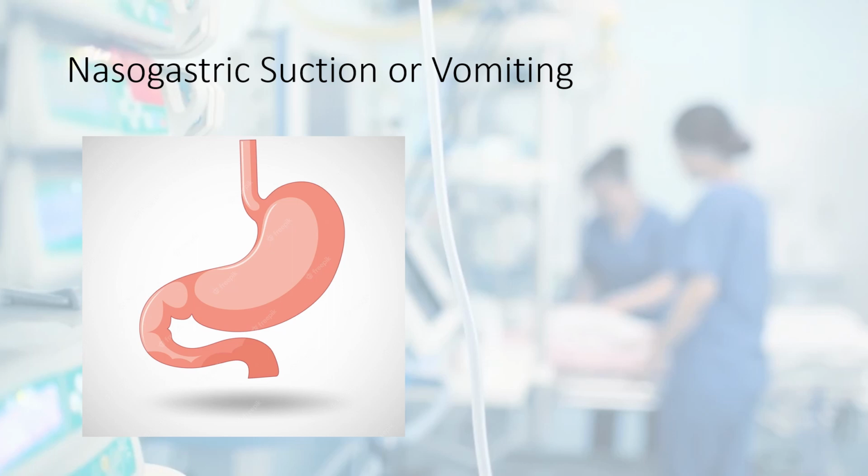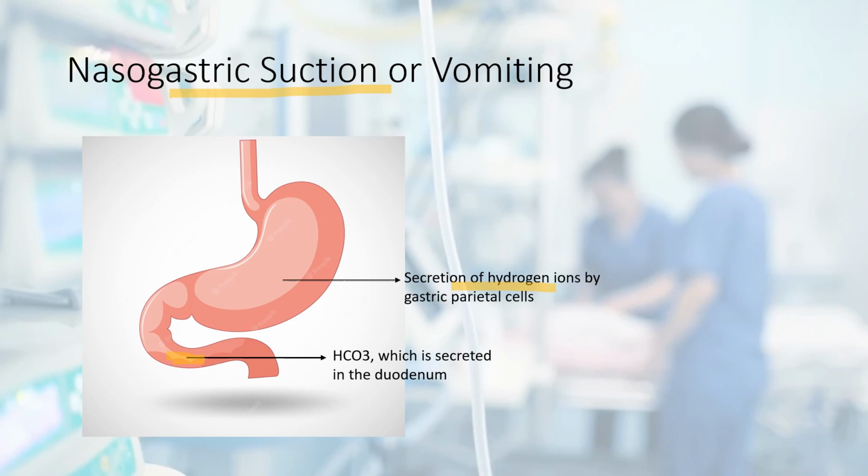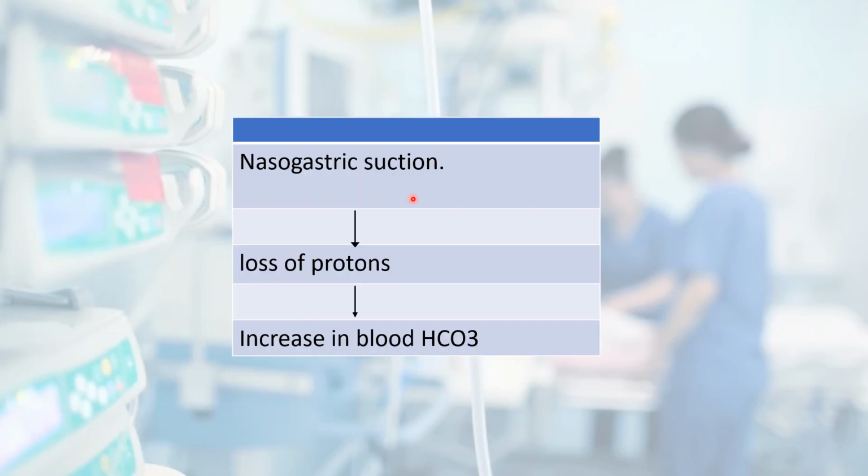What happens in nasogastric suction or vomiting? Normally, from the gastric parietal cells there is secretion of hydrogen ions, which causes the release of bicarbonate ion from the duodenum. This bicarbonate ion then combines with the already released hydrogen ion present in the gastric chyme to form water and carbon dioxide. So the net gastric acid secretion is neutral in nature. In nasogastric suction or vomiting, there is loss of protons and so there is an increase in blood bicarbonate.